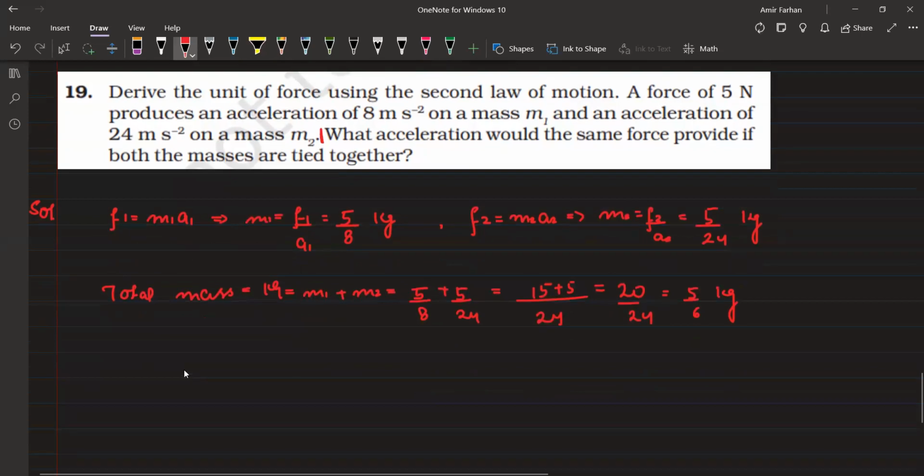And we need the acceleration if the force is the same. Again, A would be equal to F by M. So force is 5 divided by 5 by 6. So this will go in the numerator, double division. So 5 into 6 divided by 5. So 5 will cancel. So it's equal to 6 meter per second square. Am I clear to all of you? Please let me know. Yes, sir. Any doubt in this? Now you are clear how to solve these questions? Yes, sir.